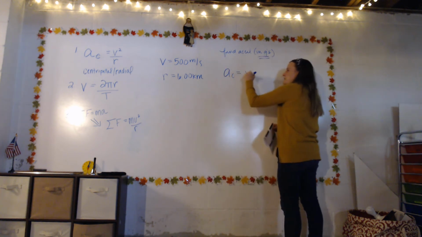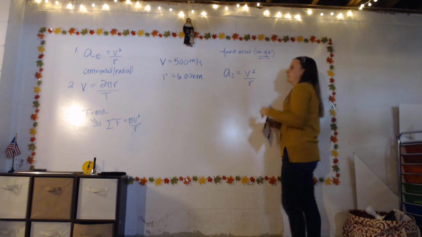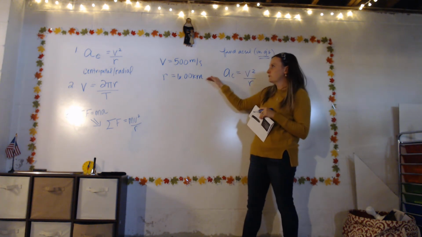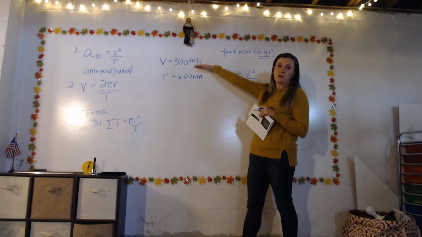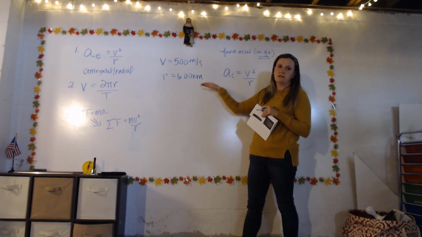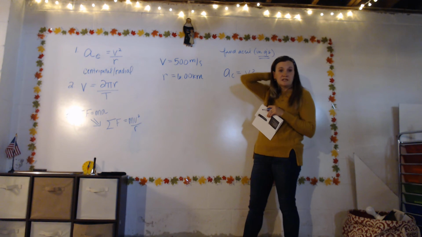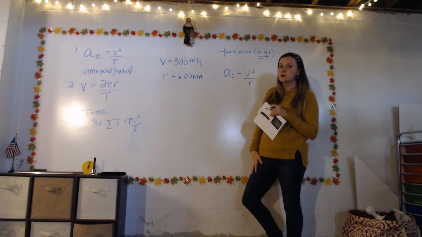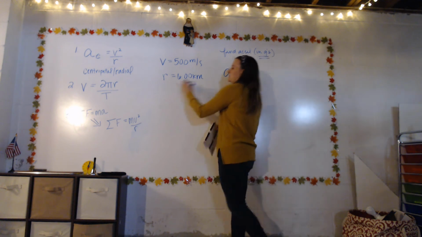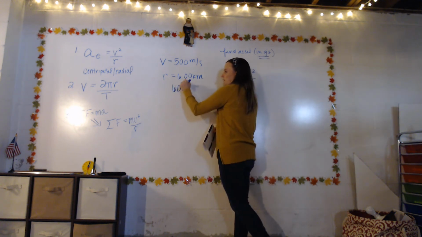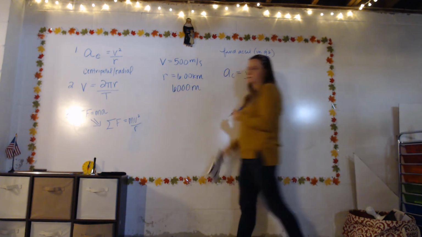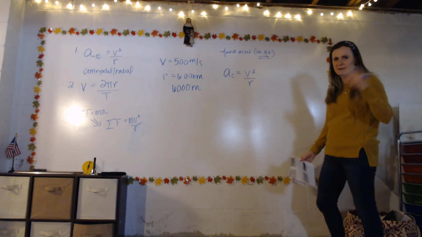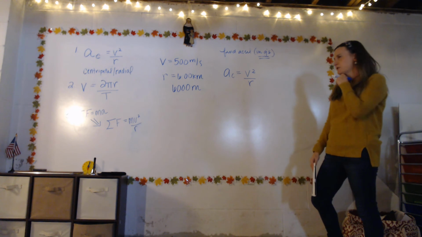The one thing we need to be careful about here is they gave us the radius in kilometers, and we need to have some uniformity between these units. So my velocity is in meters per second. I'm going to want that radius in meters too. So 6 kilometers, there are 10 to the third or 1,000 meters in every kilometer. So 6 kilometers is equal to 6,000 meters. That's a pretty big radius. I mean, again, we're talking about an airplane. It's a big object, so that makes sense.